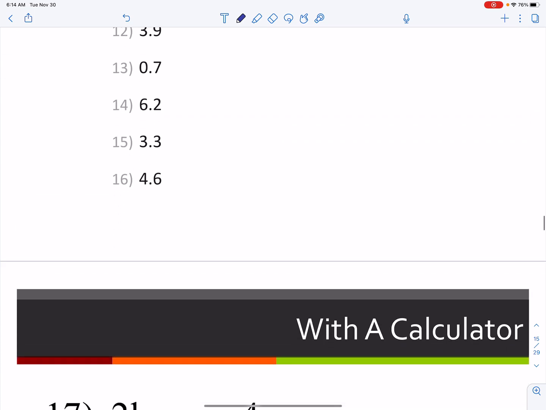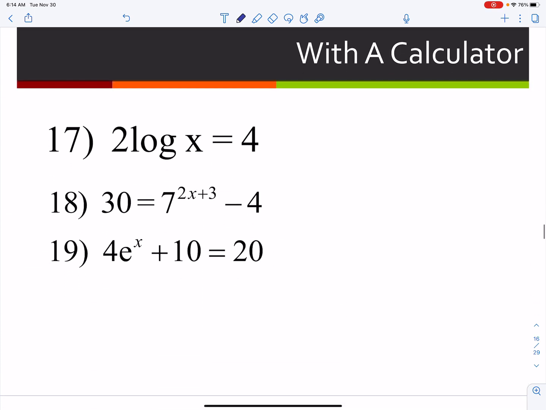All right. Okay, this is without a calculator. This is not without a calculator. This is with a calculator. So on this part of the test, you are going to be asked to solve with a calculator. The only one that you have to check is this one because this is the only one that has a log in the original question.